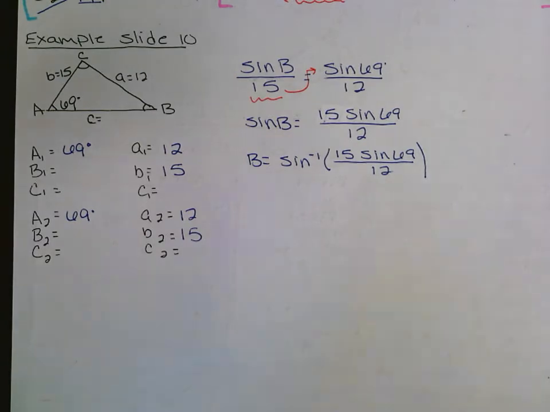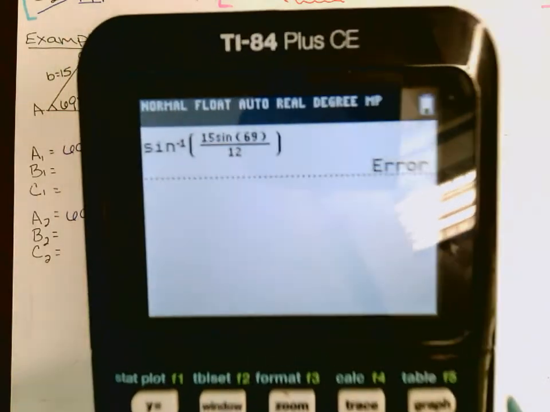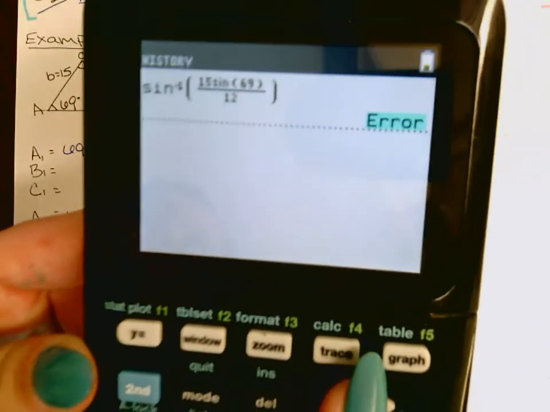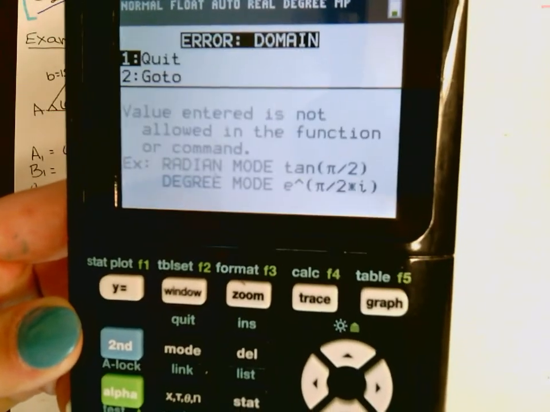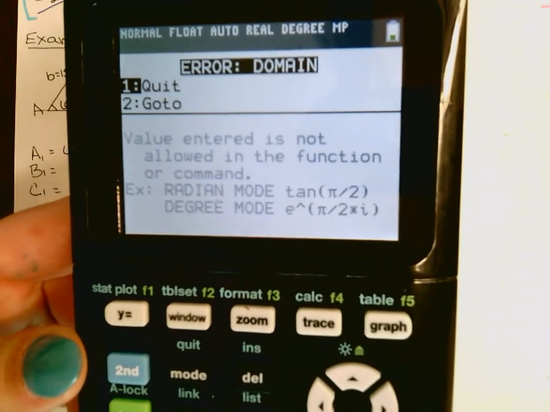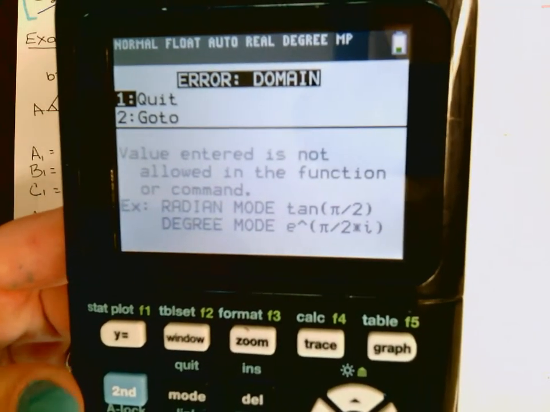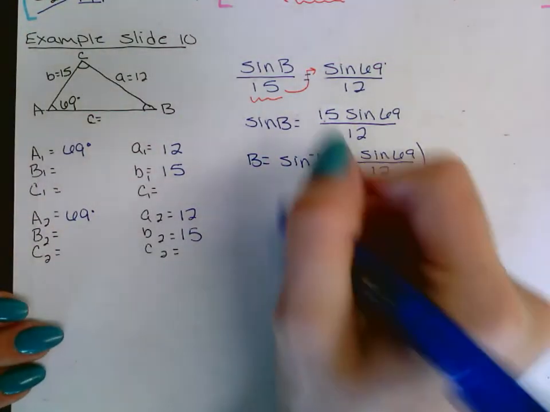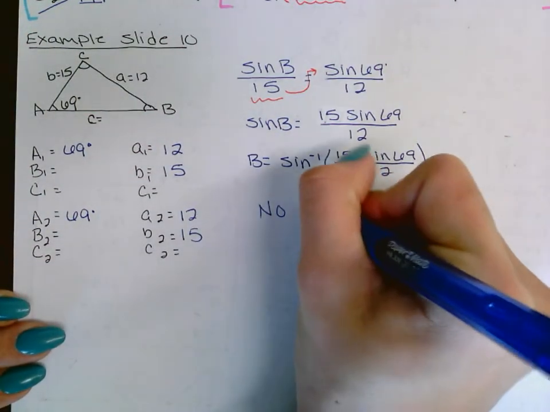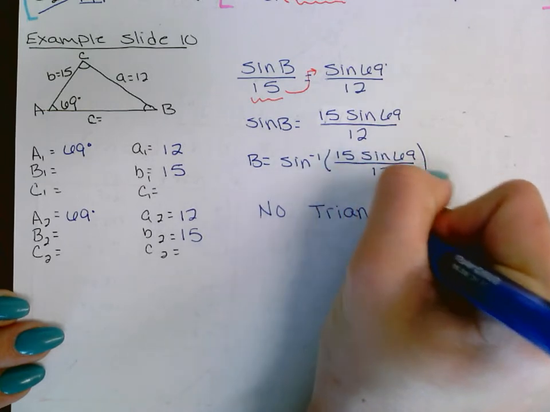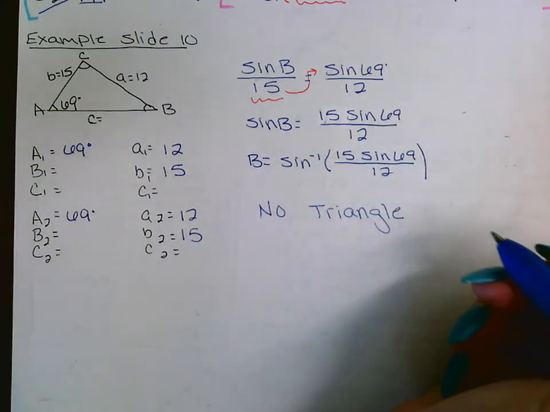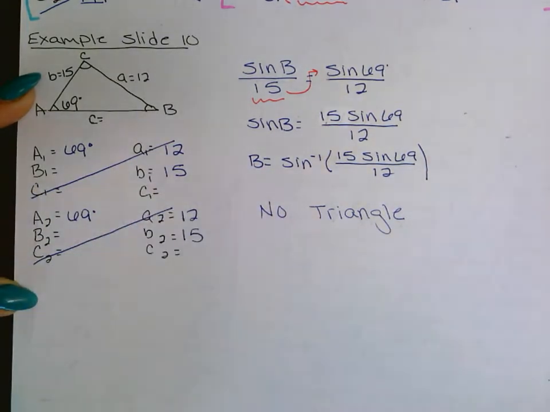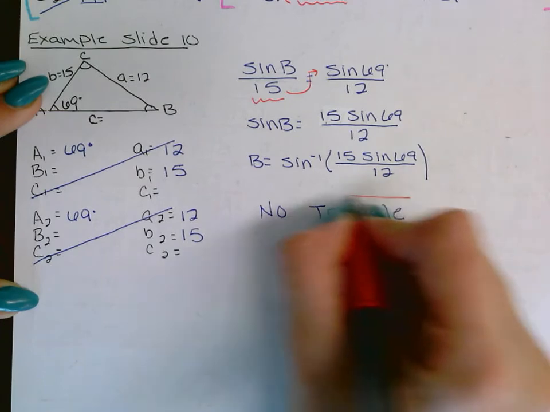So when you plug it in, your calculator should look something like this. Okay, gives you an error. Sometimes your screen might also look like that. Error domain. That means that the values that were going to come out wouldn't have worked in the triangle, which means that this is a no triangle. And that is literally your final answer. You can cross out both of them. Okay?